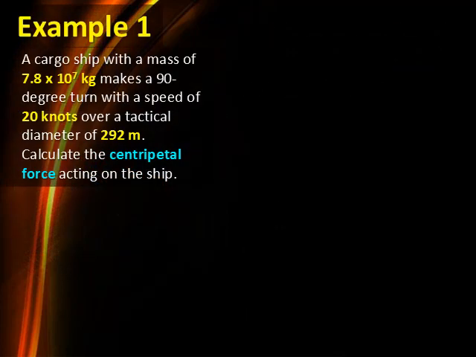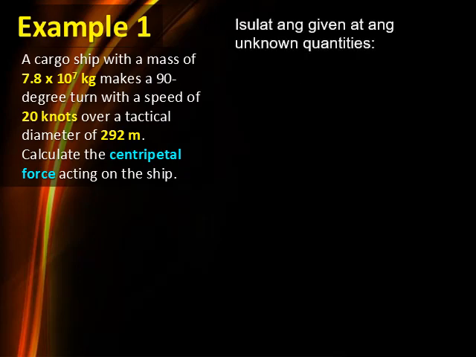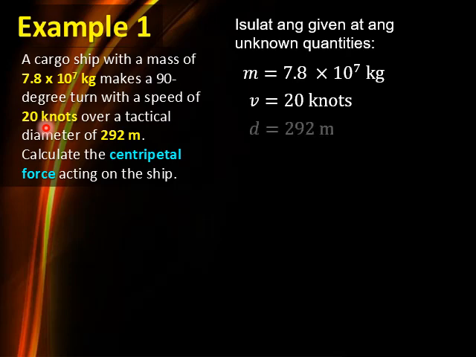Okay, so, again, kukunin muna natin lahat ng mga values na given. So, you have a mass of 7.8 times 10 to the 7 kilograms. Okay, you have a speed of 20 knots and a tactical diameter of 292 meters. So, we're looking for the centripetal force.